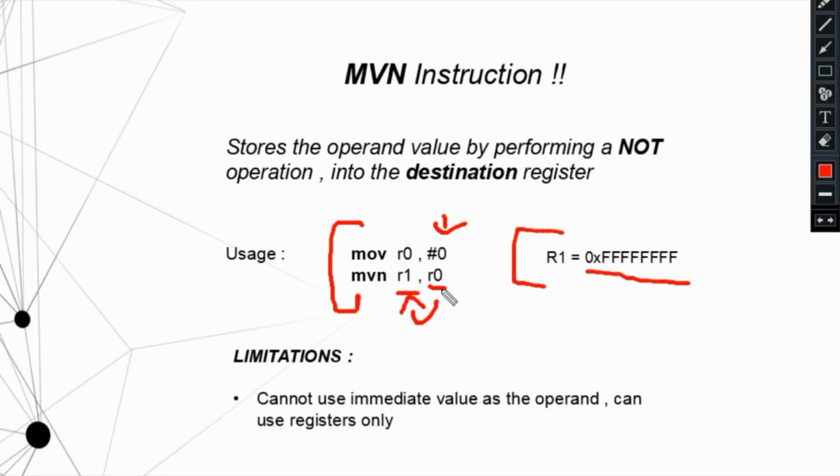There are certain limitations with the move negate instruction too. We cannot use an immediate value to directly do a NOT operation and store it into a destination register. Here we can easily see that with the move instruction I have used a register. I can't use an immediate value, it will raise an error.